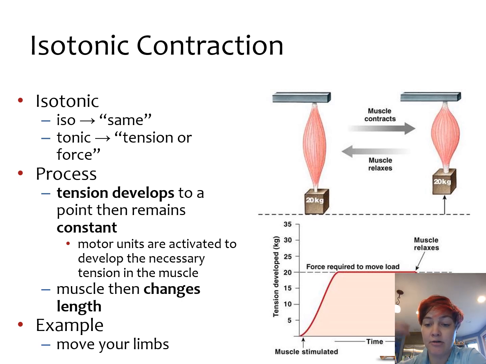So we just talked about pushing your muscles to the max in terms of action potentials. Now we're going to talk about isotonic contraction. Iso meaning the same, and tonic meaning tension or force. You can see here we have time on our x-axis again with tension on the y. The amount of force that is required to move the load is our dotted line here.